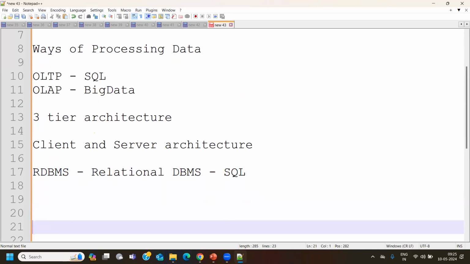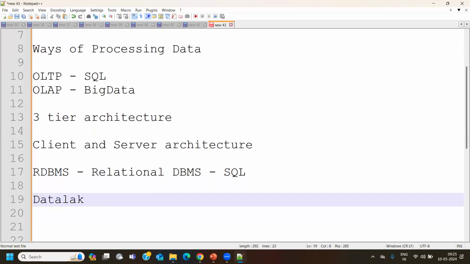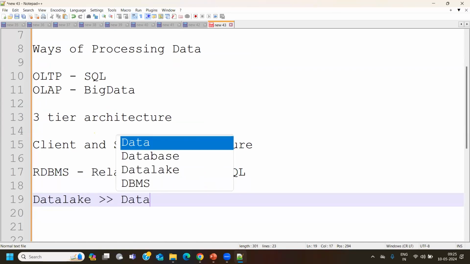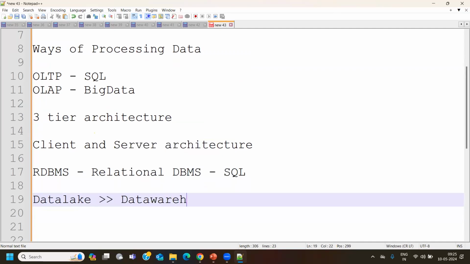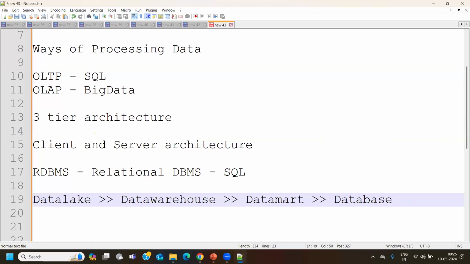And at last, we have seen what is the difference between data lake, data warehouse, data mart and database. Data lake is at the highest position. After data lake, it is data warehouse. After data warehouse, it is data mart. Data mart is a part and parcel of data warehouse only, and after data mart, it is database. Database is at the lowest level of hierarchy. Why? Because information is frequently updated.